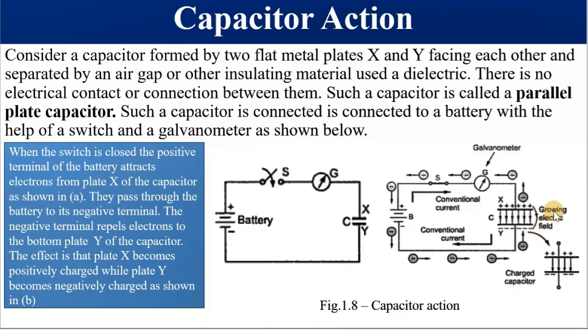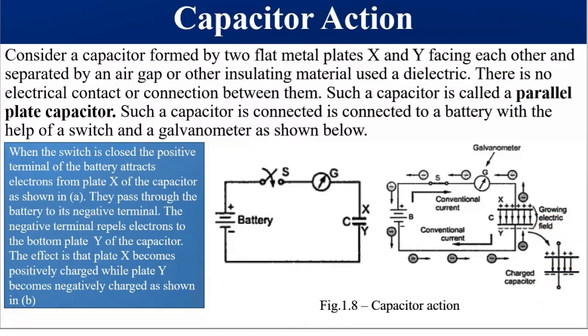So we are saying this is a growing electric field. After a while, an electric field is going to develop. These lines represent the electric field between the two metal plates. Hence, they flow from positive to negative, as we saw. And these are the ends that are connected to the metal plates. And we call this a charged capacitor.